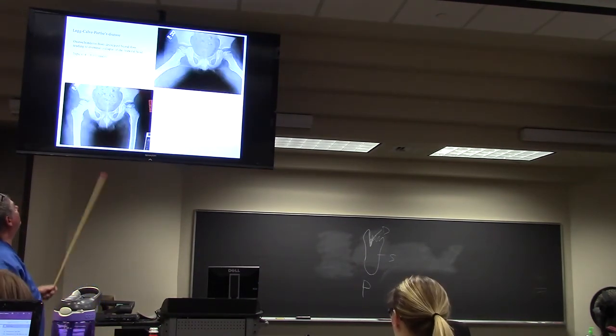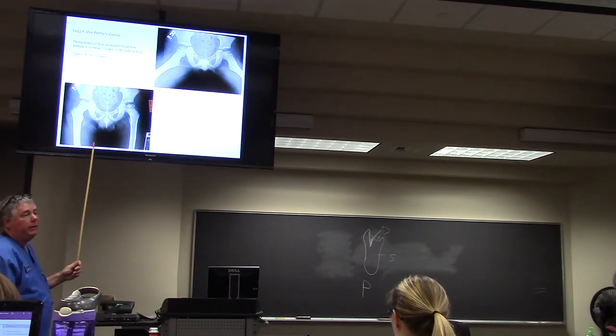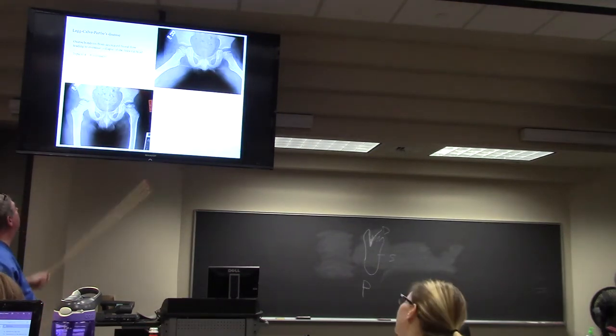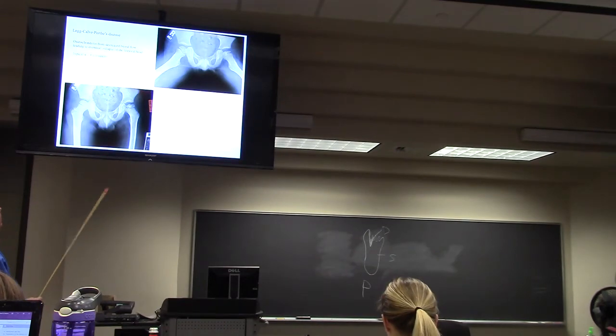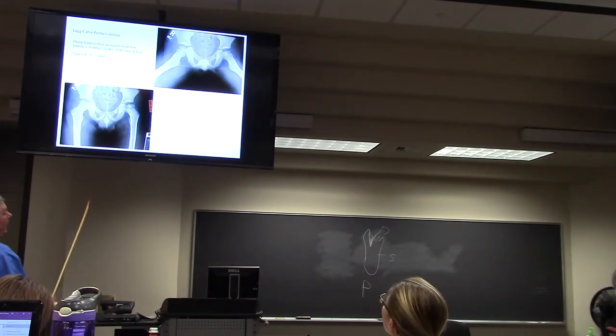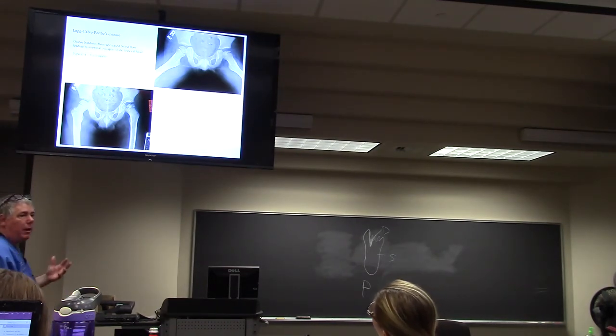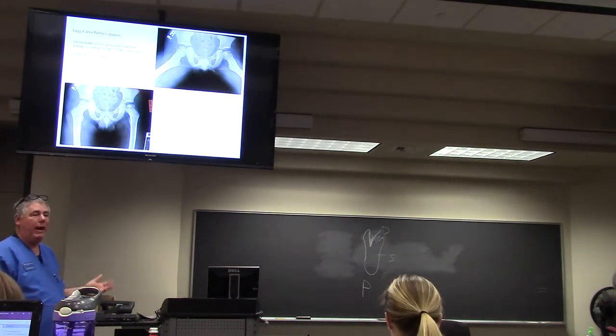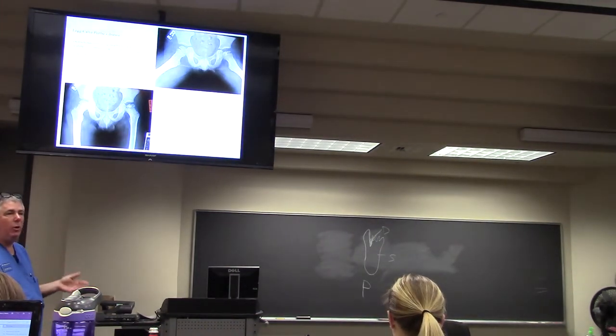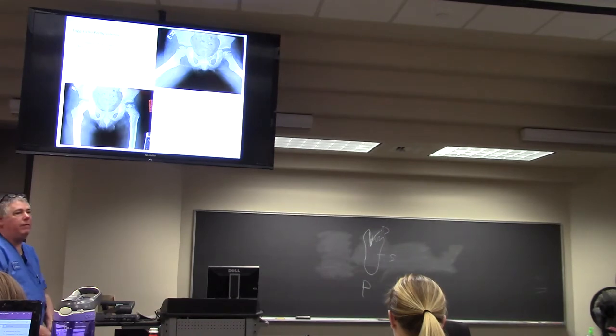This is Legg-Calvé-Perthes disease. Please skip this slide. Oh, I did. Well, let me finish this. Legg-Calvé-Perthes disease, what is this? It's a necrosis of the femoral head. It's a slow ischemic necrosis of the femoral head.